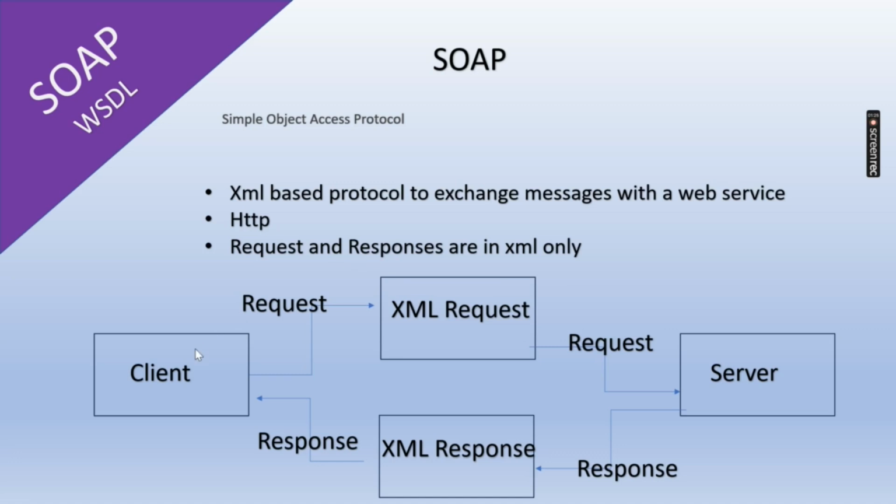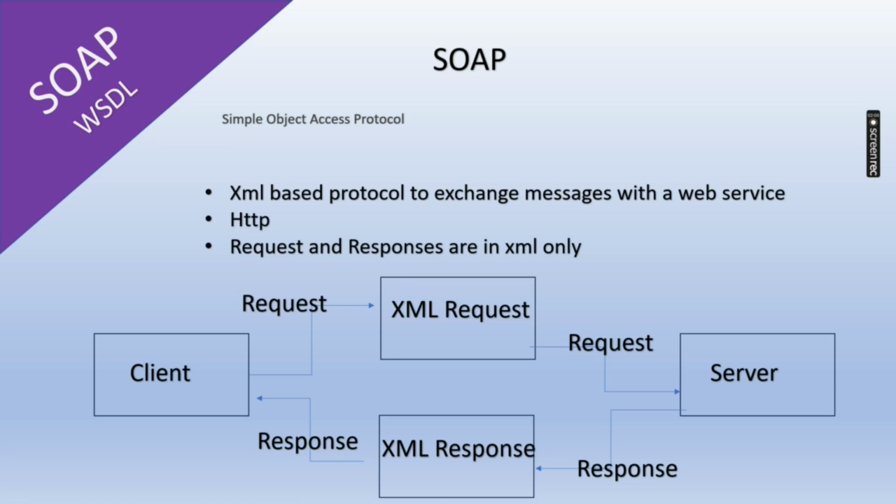Now let's see, here the client is there and here the server is there. The client always sends the request in the form of an XML request, and the server receives the request in the form of XML. After that it processes some business logic, then it sends the response, which is also in the form of an XML response, and it is delivered to the client. So here we need to understand that an XML request is sent to the server and the server returns an XML response. This is a brief idea about SOAP.